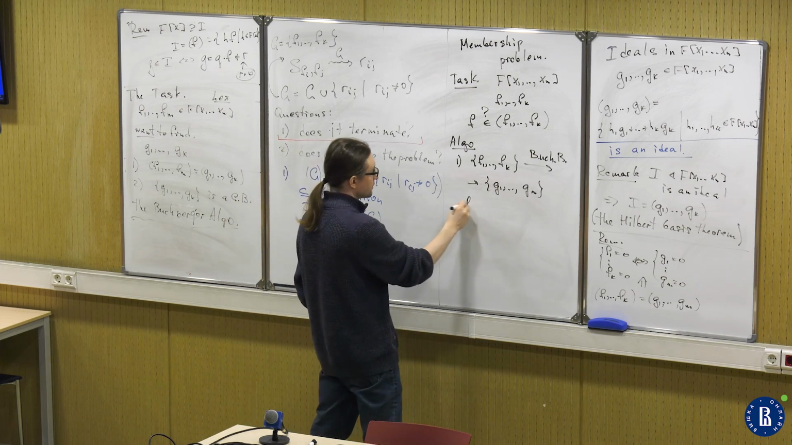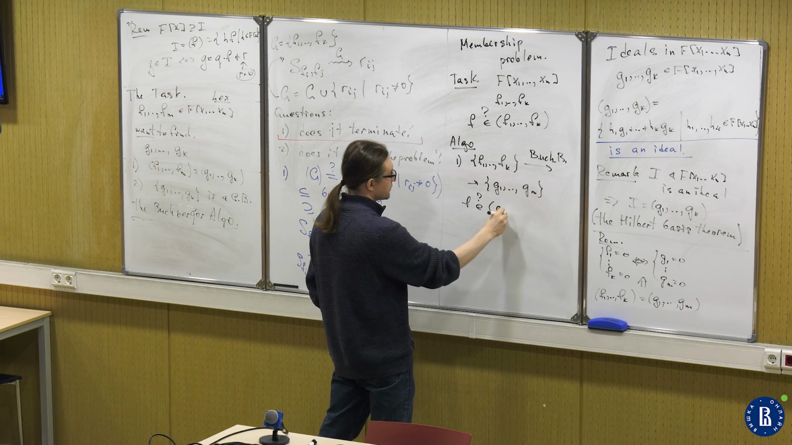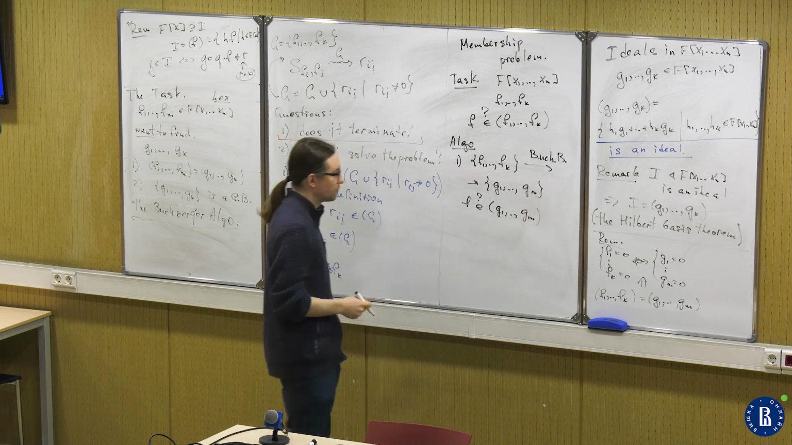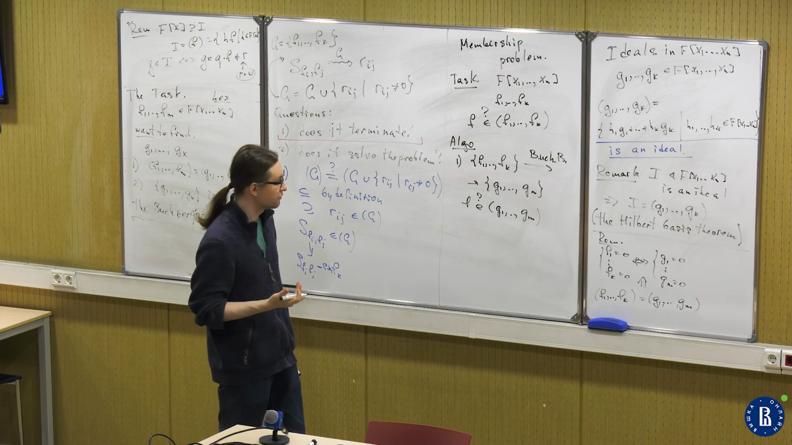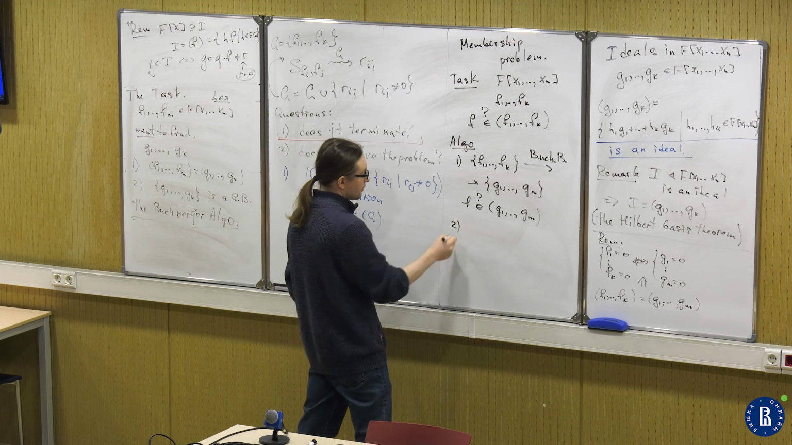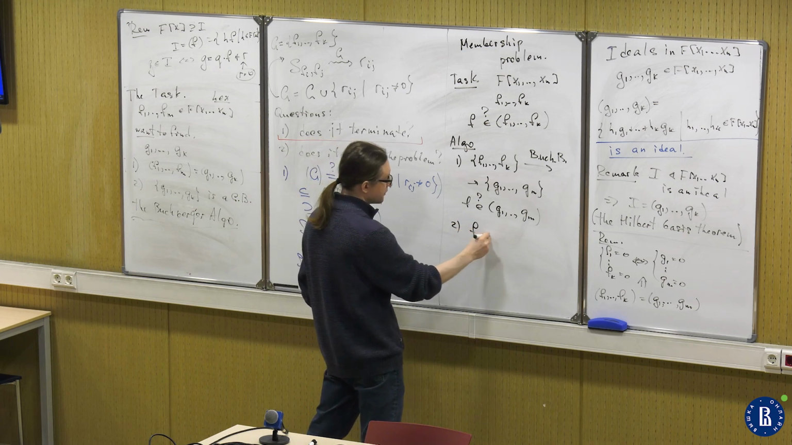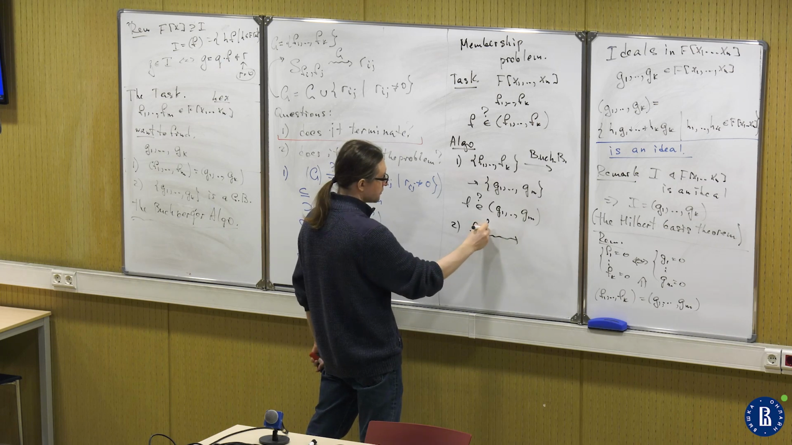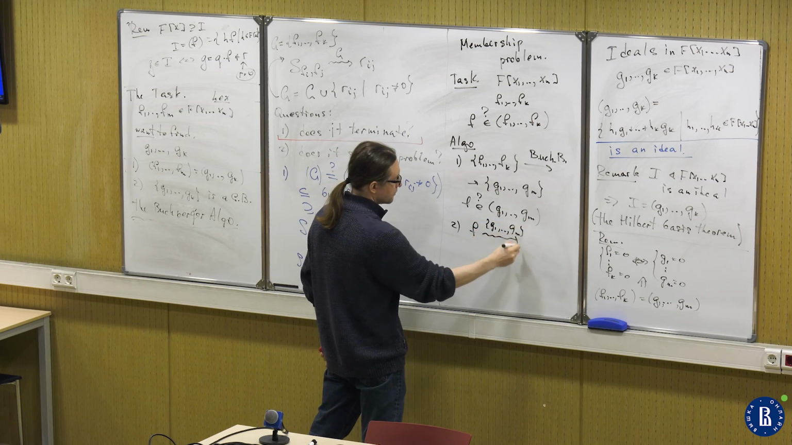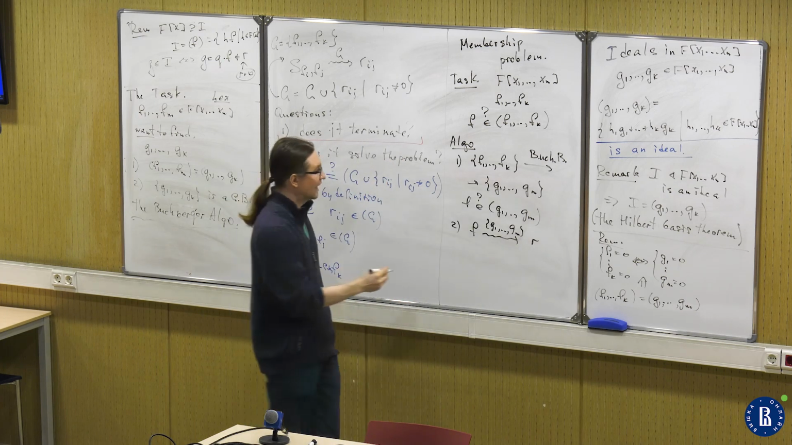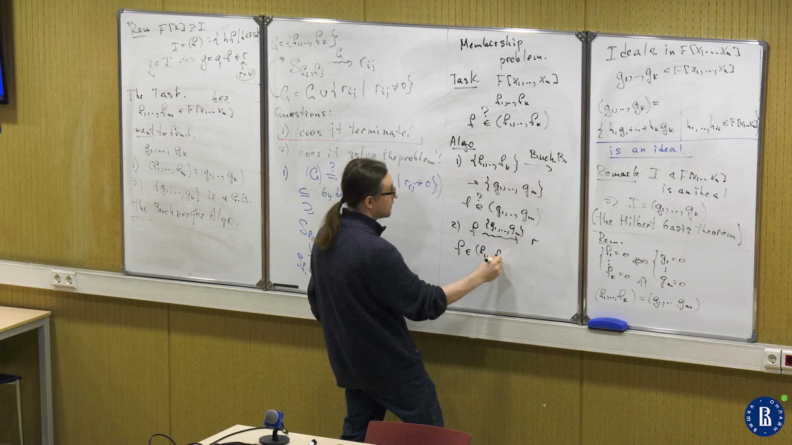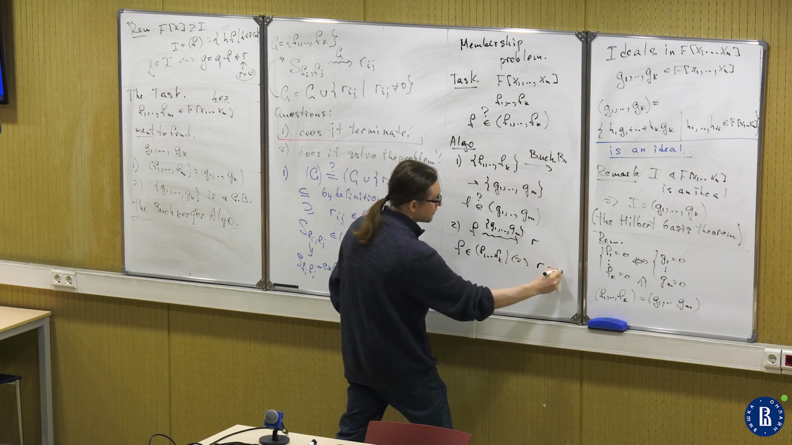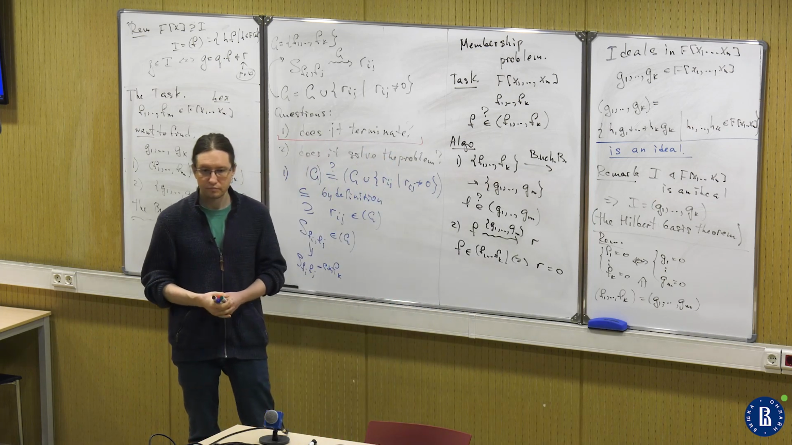So now the task becomes this. The ideal stays the same, but now instead of just a random set of generators, we have a Gröbner basis as a set of generators. Now we should reduce f with respect to the Gröbner basis we obtained, and we'll get a remainder. Then f is in the initial ideal f1, ..., fk if and only if the remainder is equal to 0. So this is how to solve the membership problem.